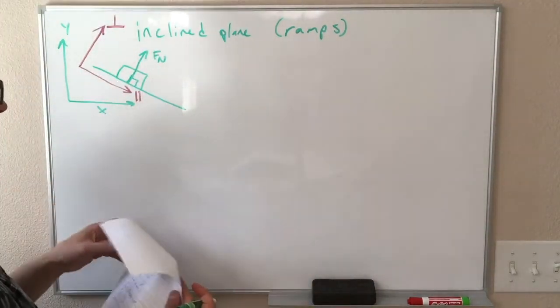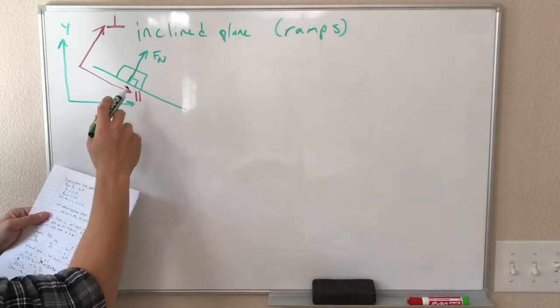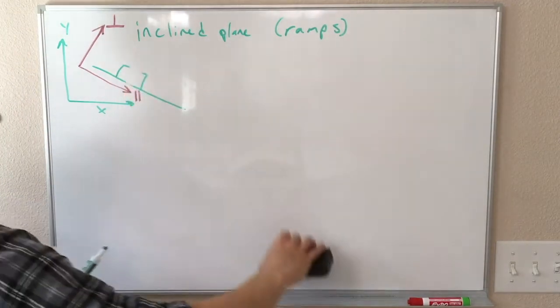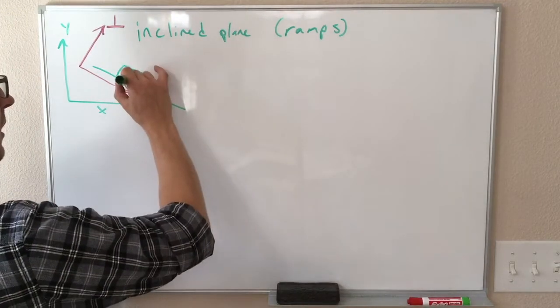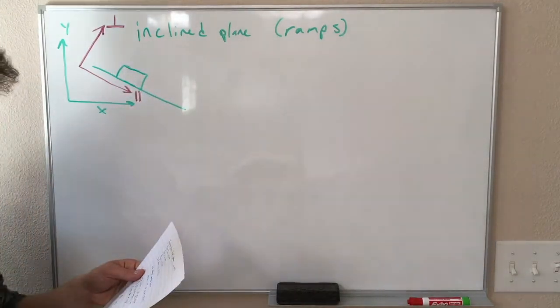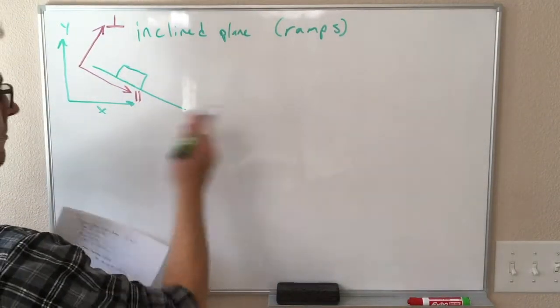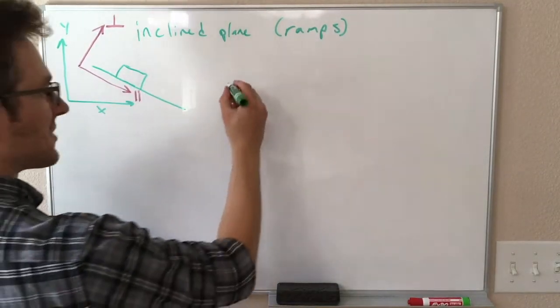So let's take this same image. We have our block on a ramp. I'm going to get rid of this force just so it's a little cleaner. We have our block on a ramp. Let's say there's no friction, or we're not going to worry about friction right now. Let's just stick with the basics here.